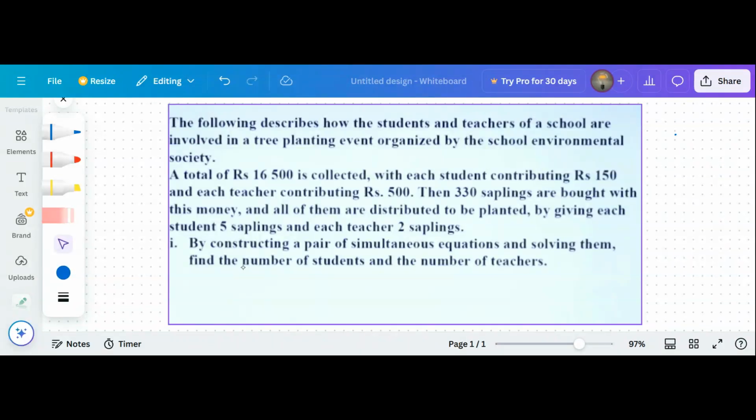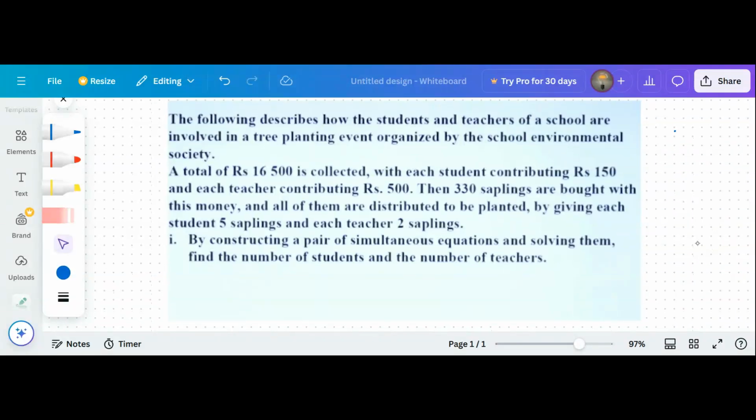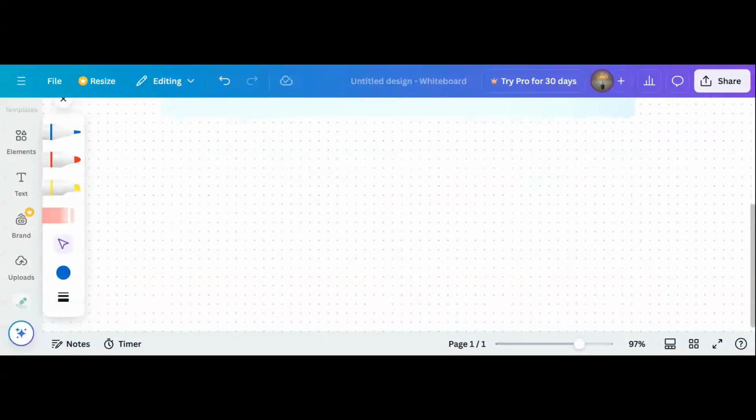By constructing a pair of simultaneous equations and solving them, find the number of students and the number of teachers. So the question is, find the number of students and the number of teachers. That is the question.